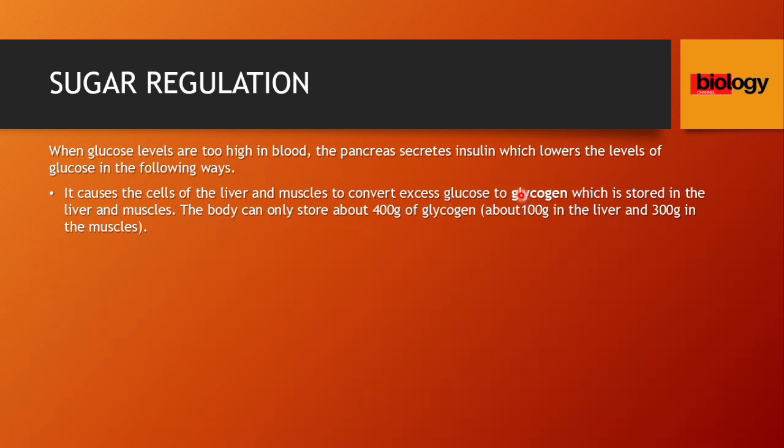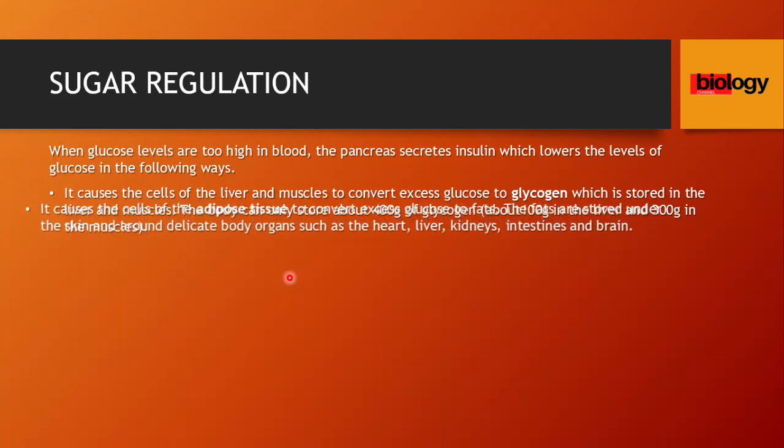Okay, and the body can only store 400 grams of glycogen, of which 100 grams is stored by the liver and 300 grams is stored by the muscles. So insulin will cause the cells of the liver and the cells of the muscles to convert excess glucose to glycogen. That's the first thing.